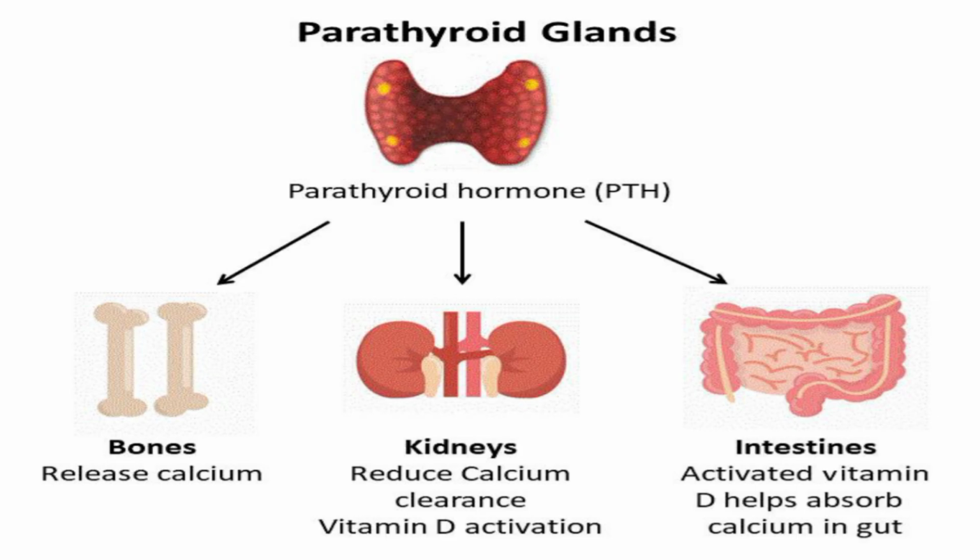As you can see, parathyroid hormone effects on the bones. It releases calcium. In kidneys, it reduces calcium clearance. It also activates vitamin D, which helps to absorb calcium in the gut.